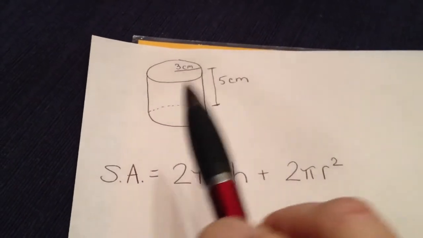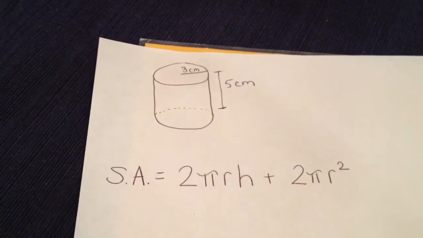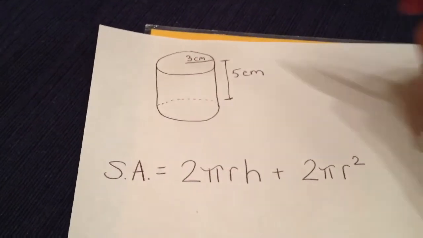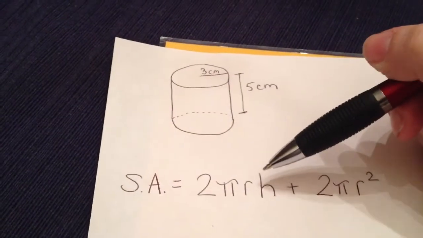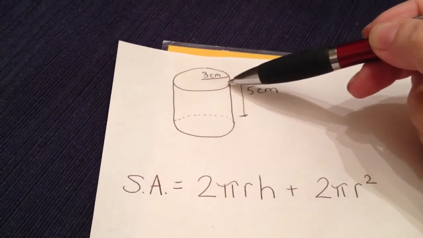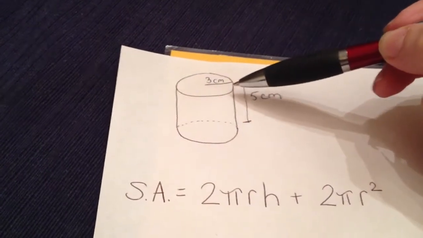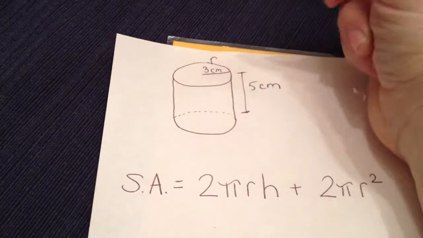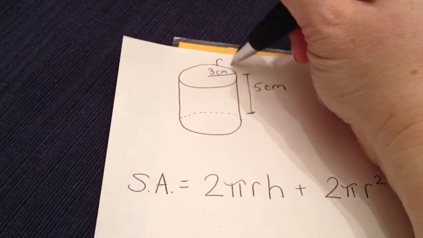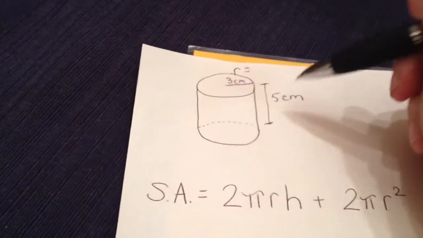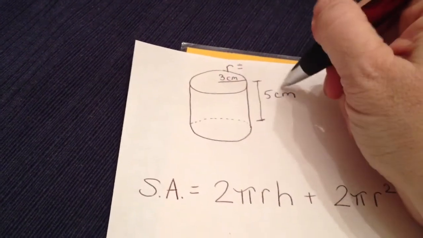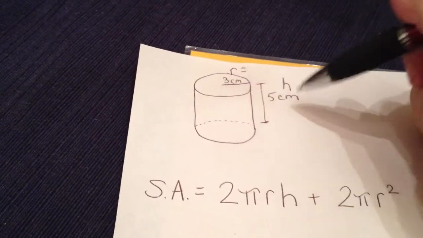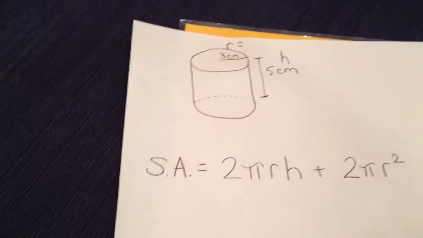So you want to be sure, when you look at either something that you measure that's an actual object, or when you look at a picture or have dimensions, that we label our variables. So we want to label the radius, which in this case is 3, but if they had given us the diameter, we'd have to find the radius. So here the radius is 3 centimeters, and then our 5 centimeter marking here is the height. So height is 5 centimeters. So now we know when we see the R or the H in the formula, we plug in those numbers.